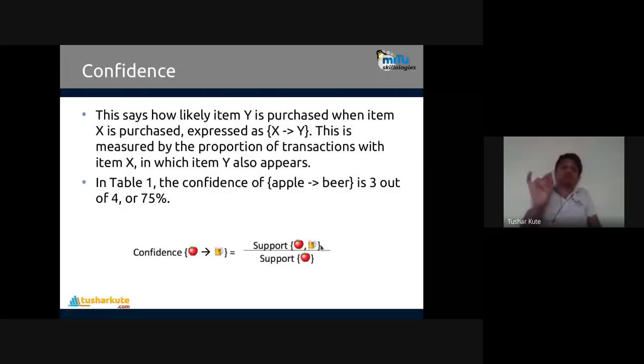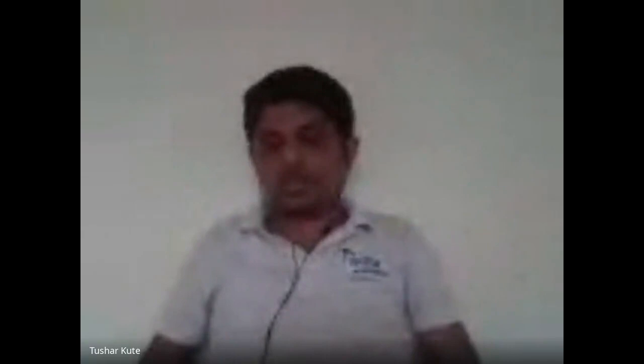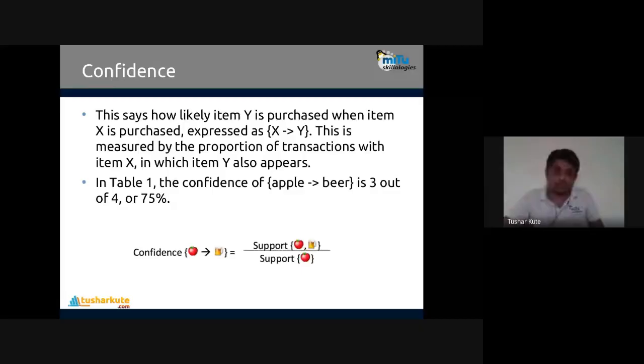And confidence defines the effectiveness of that rule. If I purchase this, then that. Before that, how many times has this happened? 75% of the time it has happened. So next time when a customer is purchasing apple, you suggest the beer also. Next time you are purchasing milk, suggest the beer also. That's what we are getting.